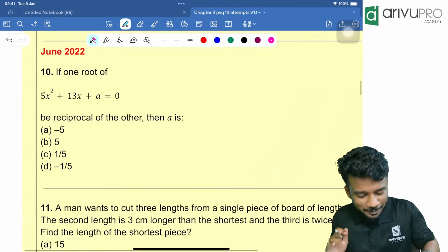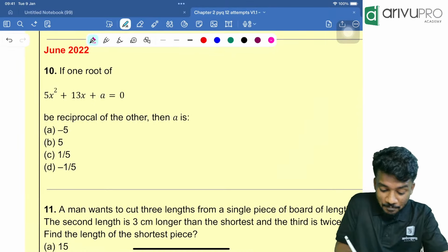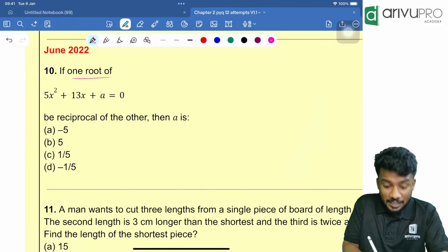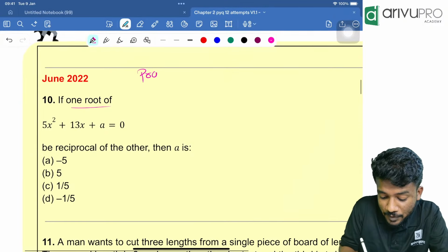Now, June 2022. It's a very important question. I hope that everyone knows the condition. If one root of an equation is reciprocal of the other, then the product of the roots is how much?